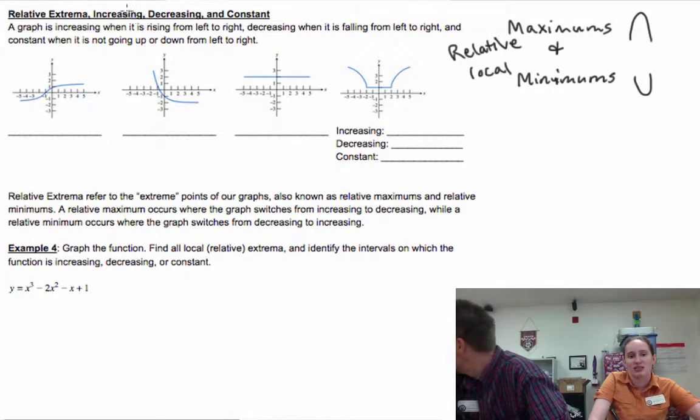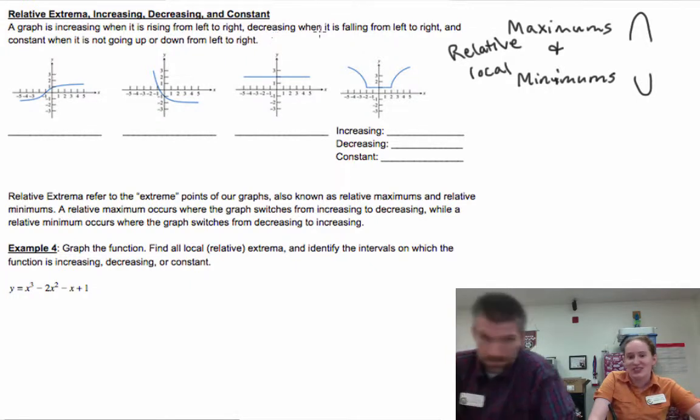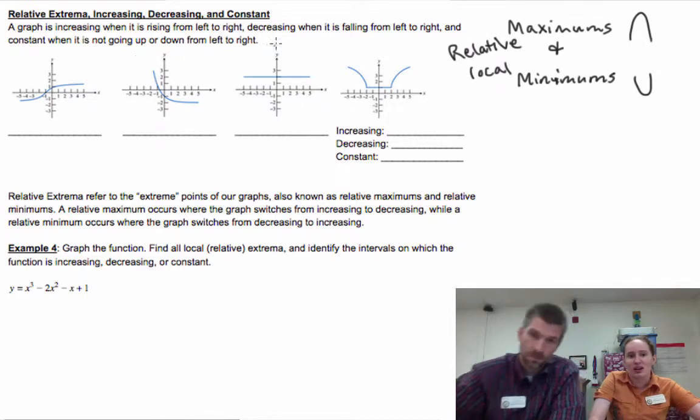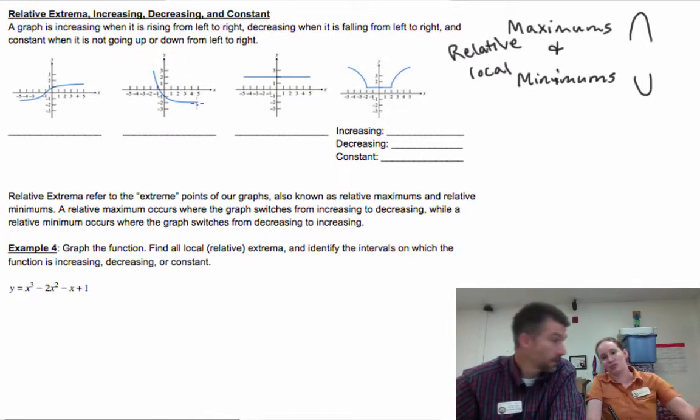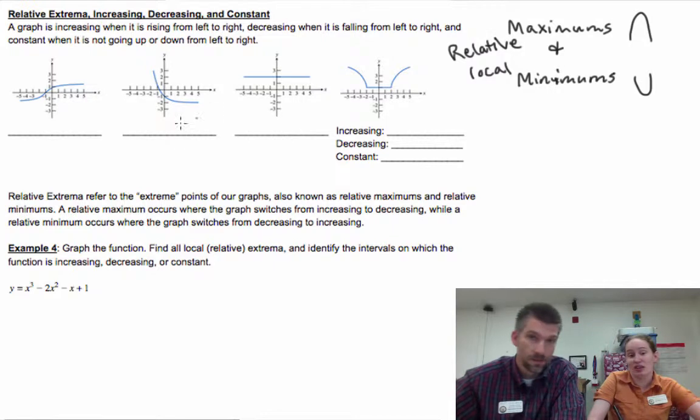A graph is increasing when it is rising from left to right. Decreasing when it is falling from left to right, and constant when it's not going up or down from left to right. So we read graphs from left to right just like you read letters.